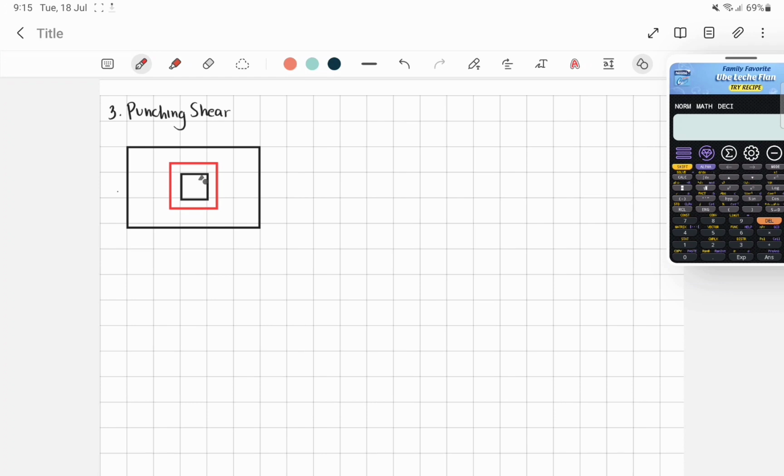So kung meron tayong pababa na force from the column and then may babalik na stress from the overburden pressure sa baba na QU, okay? So magkakaroon tayo ng ganitong failure. Okay, itong red na to.